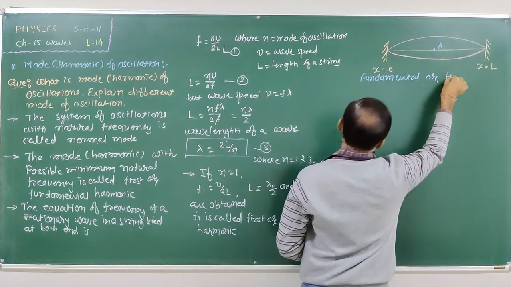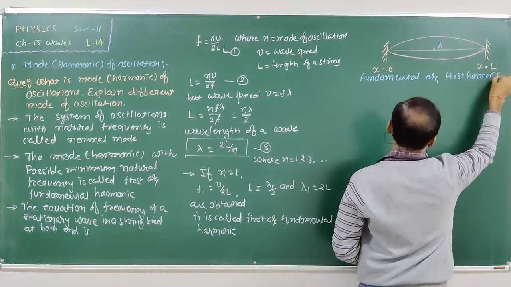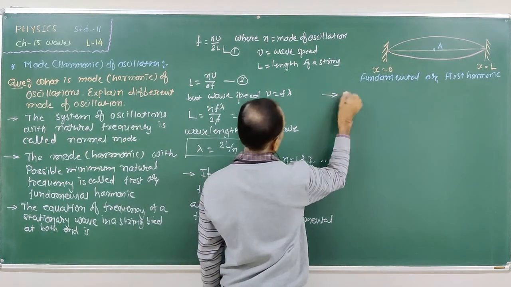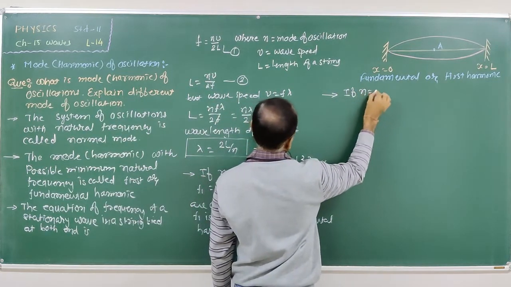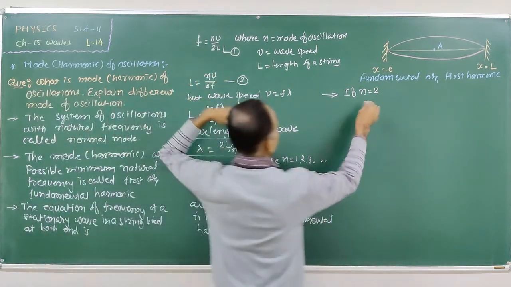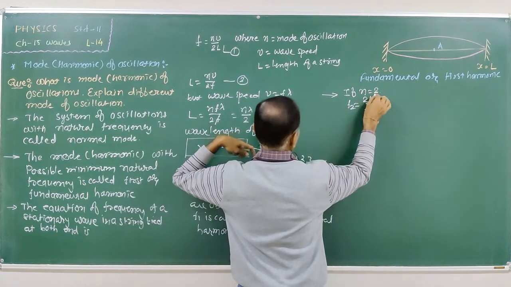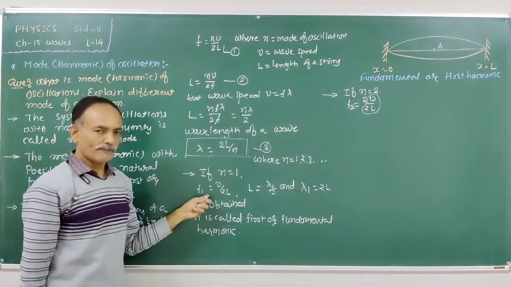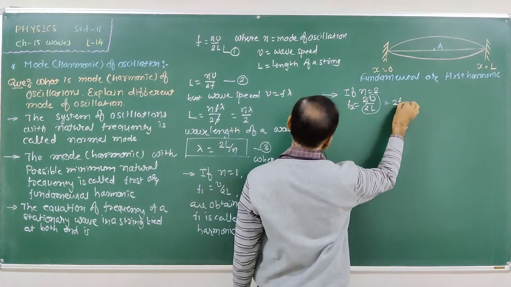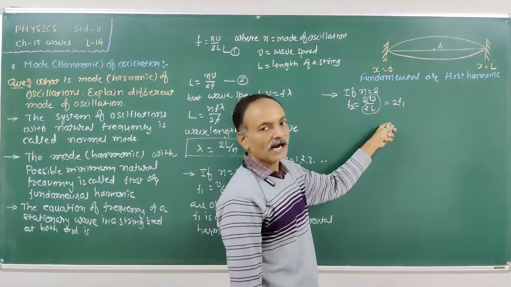Fundamental or first harmonic, or the first mode of oscillation. Now, as we consider n equal to 2, what happens from this equation? There is f2 equal to 2v upon 2L. But v upon 2L is f1, the frequency of the first harmonic. Therefore, f2 is 2f1, and thus f2 is known as the second harmonic.